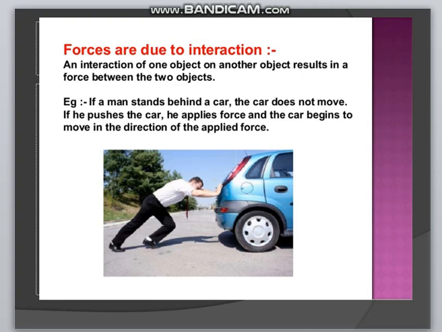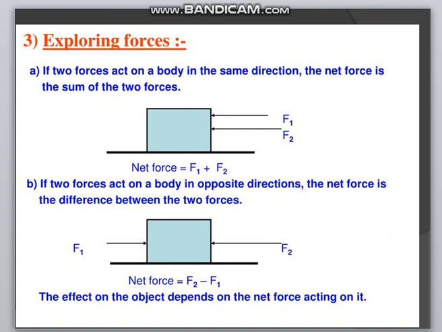Now, if we are talking about the magnitude of force, already we have discussed it is a vector quantity. That means it has direction and magnitude both. So, if we have two forces and both the forces are working in the same direction, like you can see in the first example, in example A, there are two forces acting on a body and both are acting in the same direction. So, that's why the resultant force will be the sum of these two forces. That means F1 plus F2.